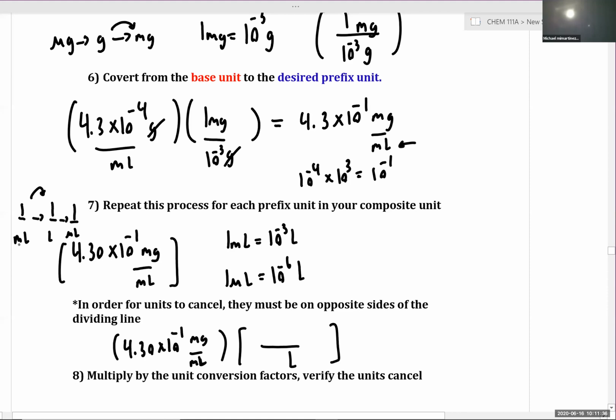And in order to cancel our milliliters, where do we need to put our milliliters? On the top or on the bottom? They go on the top, exactly. Okay, and we know 1 milliliter corresponds to 10 to the negative third liter. So just in order for your units to cancel, they must be on opposite sides of the dividing line. So milliliters now cancel in this conversion factor.